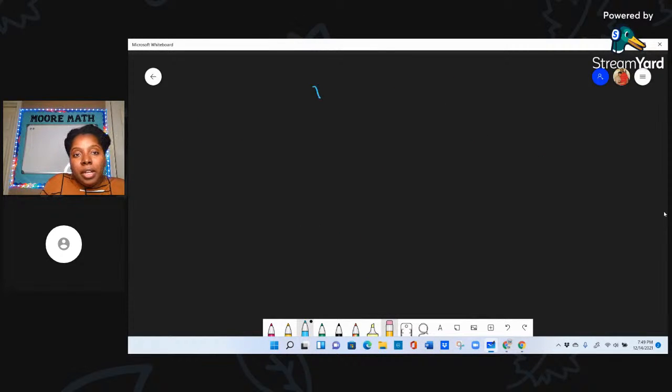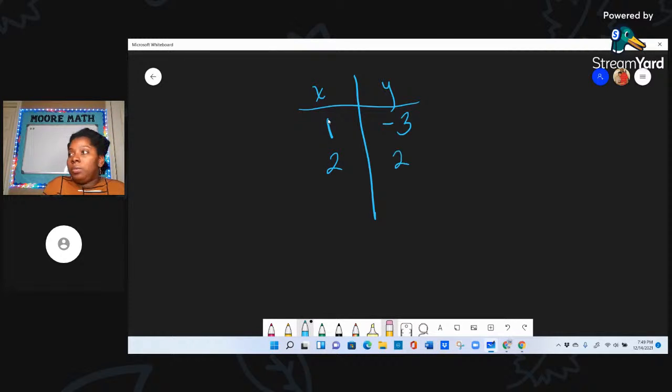All right. So here's our input. I'm just going to put X, and our output. Okay. So we have 1, -3, 2, 2, 3, 7, and then they want us to find 4, 5, and 6. So again, we have a machine. We put a 1 into the machine and out comes -3. We put a 2 into the machine and out comes 2. Put a 3 into the machine and out comes 7.